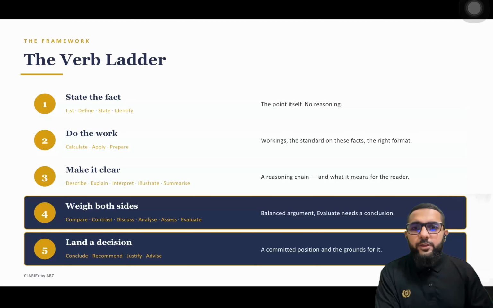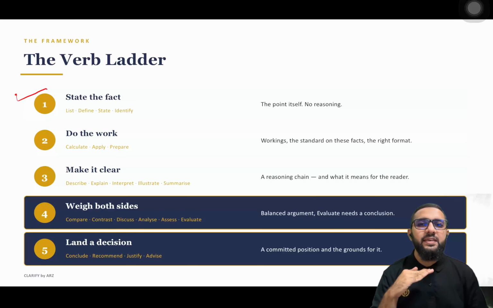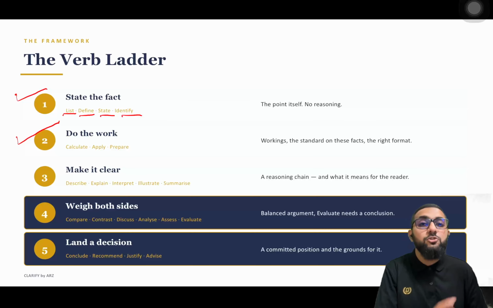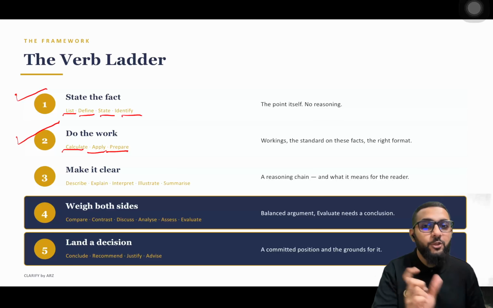When you look at the verb, there is a verb ladder that you have to understand. The first step of the ladder is where you are supposed to state the fact, when the verbs are list, define, state, or identify. We'll be looking at what they mean. The second step of the ladder requires you to do the work, with verbs such as calculate, apply, and prepare. You have to calculate, you have to apply, you have to prepare, so that work is supposed to be done.